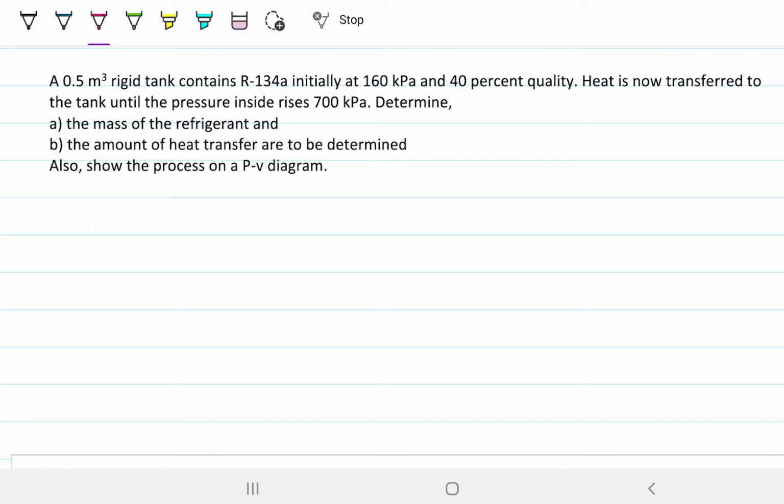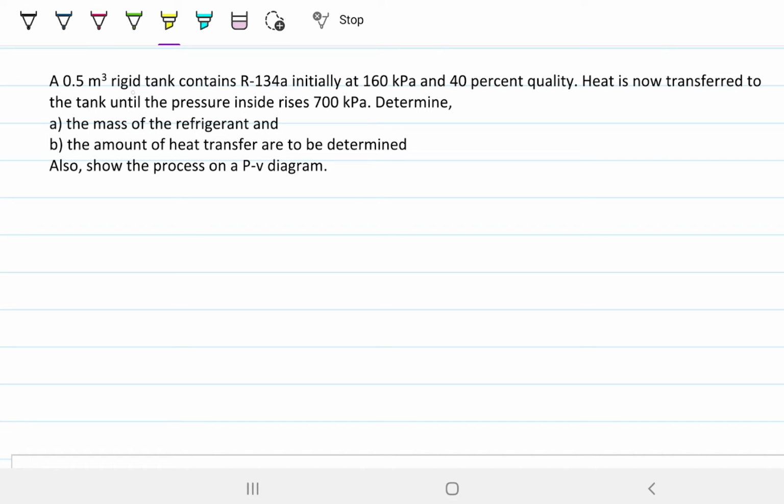And in this case, the statement reads, a 0.5 meter cubed rigid tank contains R134A, initially at 160 kilopascals and 40% quality. Heat is now transferred to the tank until the pressure inside rises to 700 kilopascals. Determine A, the mass of the refrigerant, and B, the amount of heat transfer. Oh, that was a horrible sentence. So determine the mass of the refrigerant and the amount of heat transfer. Also show the process on a PV diagram. So let's analyze the problem.